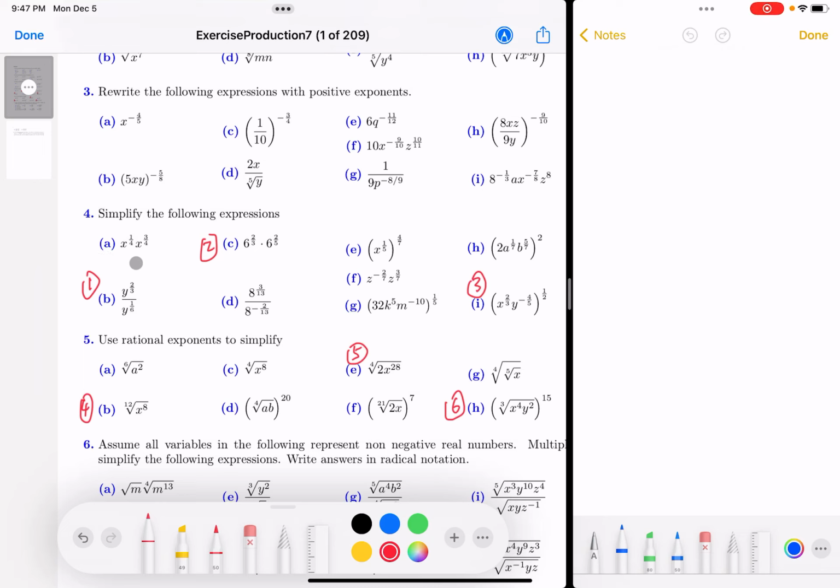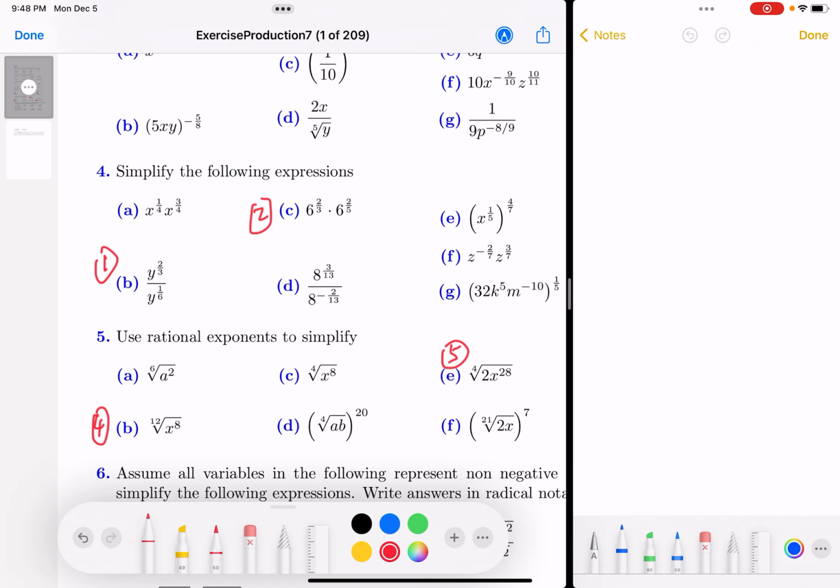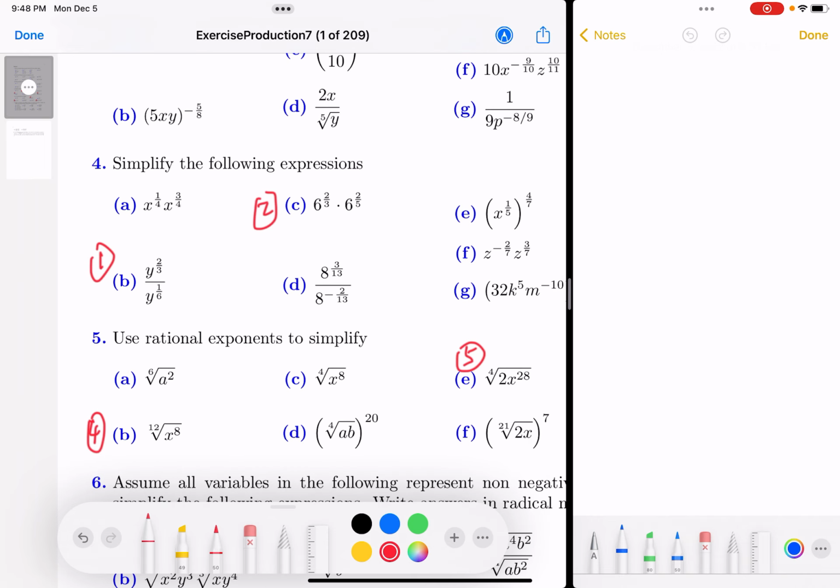In this video clip, we will work on those 6 questions. The first 3 are about simplifying the following expressions. Let's look at the first one. So here is the first one.